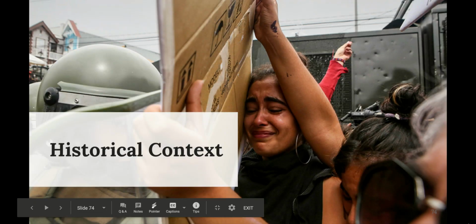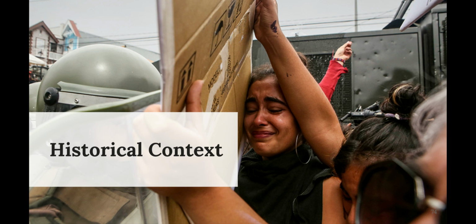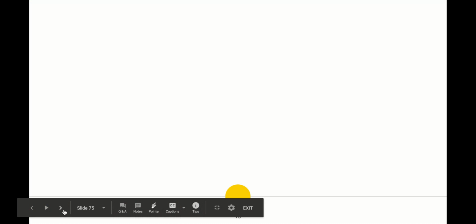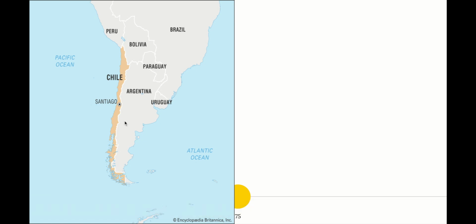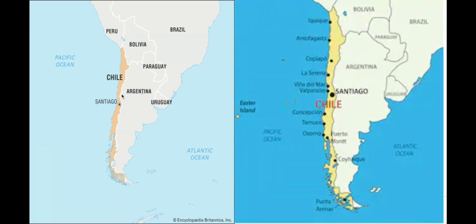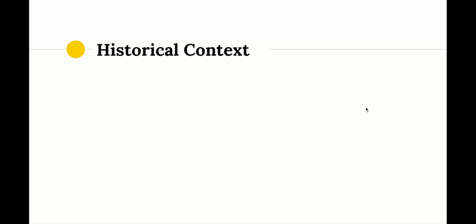So let's take a look at the historical context. How did we get to where we are today? How did that video come to be? So, first, let's take a look at where Chile is located on a map. As you can see here, Chile is located in South America. It's actually deceivingly quite far from San Francisco, over 12 hours on an airplane. Santiago, you see, is the capital, and where the protest took place was in Valparaiso, which is very close to the capital of Santiago. So, some historical context.